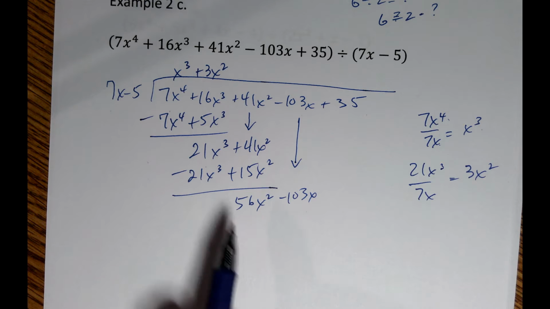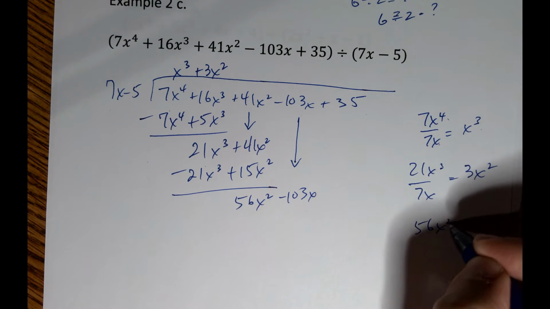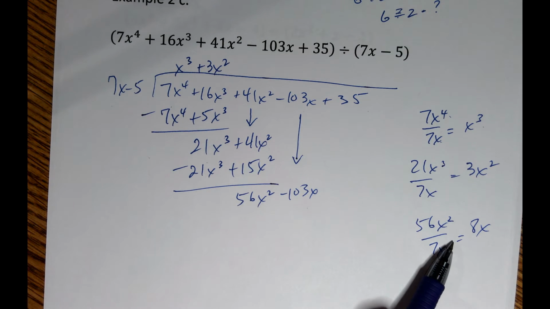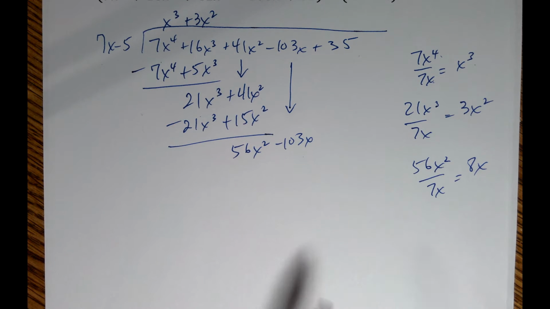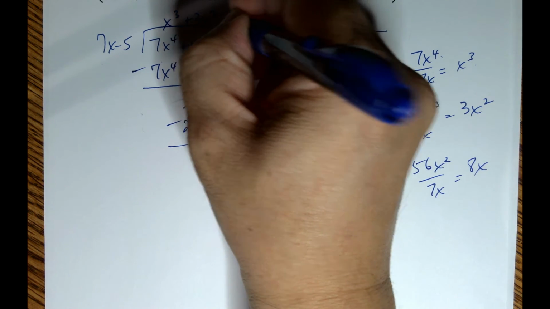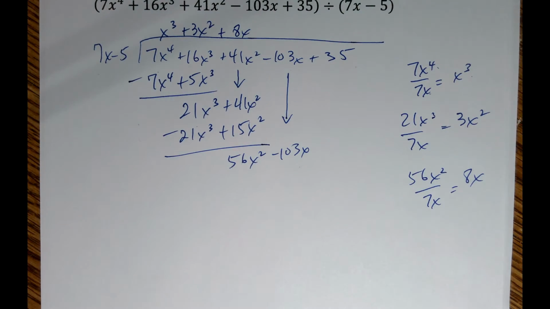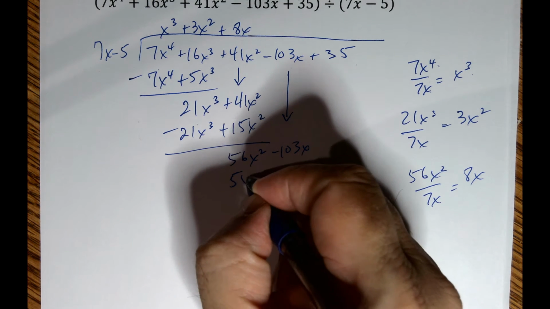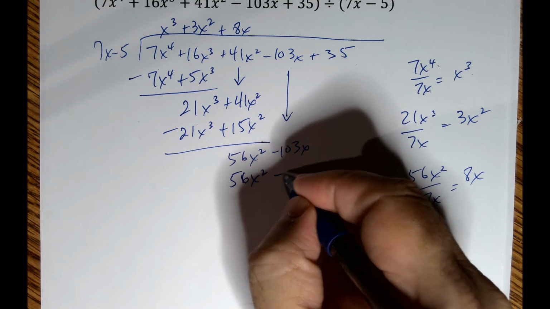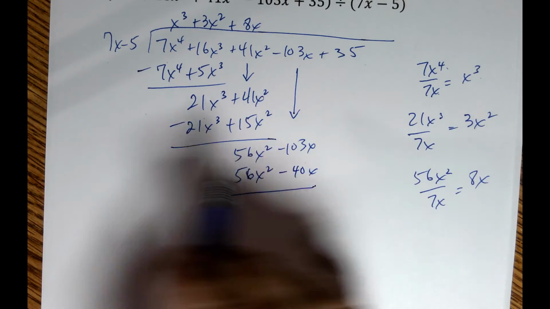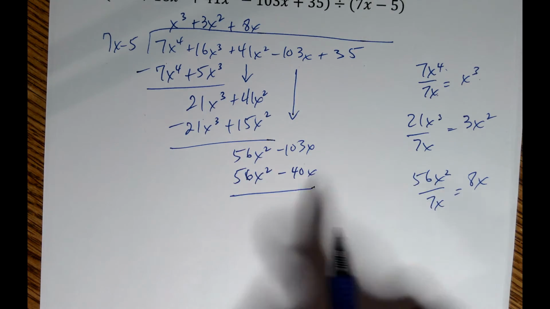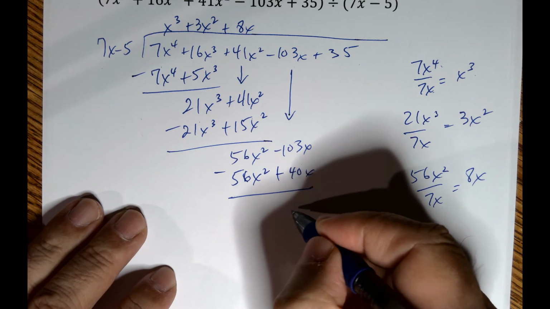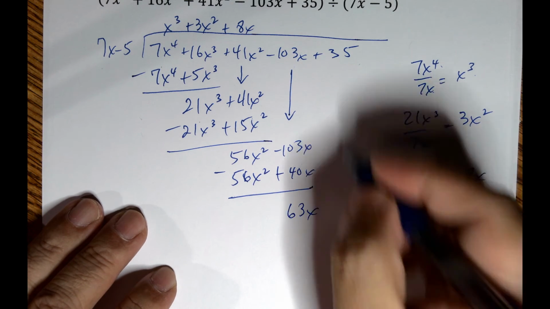Okay, so it's 56x squared over 7x. That's going to be 8x, right? 56 divided by 7 is 8. X squared over x is x, so it's going to be 8x. So I got plus 8x. Now I take that 8x and multiply both of those. So 56x squared minus 40x, right? Negative 5 times positive 8 is negative 40. And then the x comes for the ride. Change signs. So that's going to be 63x. And bring down the 35.